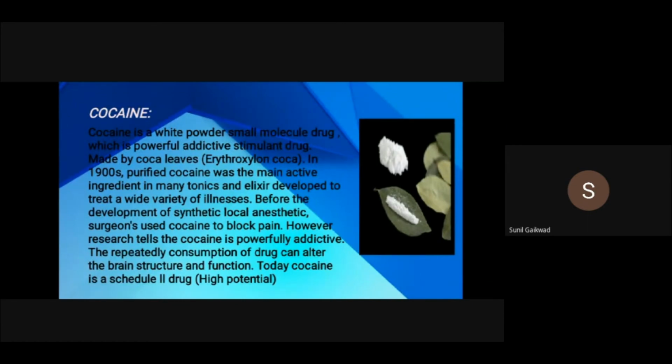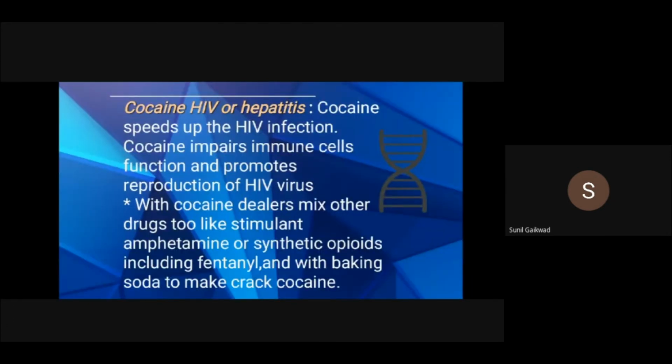However, research tells us cocaine is powerfully addictive. Repeated consumption of the drug can alter brain structure and function. Today, cocaine is a Schedule II drug, which means a high potential for abuse. Cocaine and HIV or hepatitis: cocaine speeds up HIV infection, impairs immune cell function, and promotes the reproduction of HIV viruses. Dealers also mix cocaine with other drugs like stimulants, amphetamine, or synthetic opioids including fentanyl, and with baking soda to make crack cocaine.